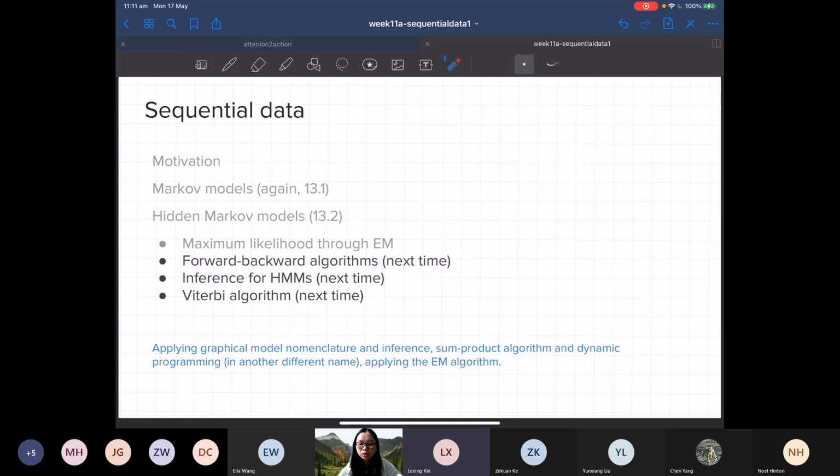So next time we're going to cover forward, backward, and inference for HMMs, and also an instance of the max-sum algorithm, which is called the Viterbi algorithm. That's all. Are there any questions?